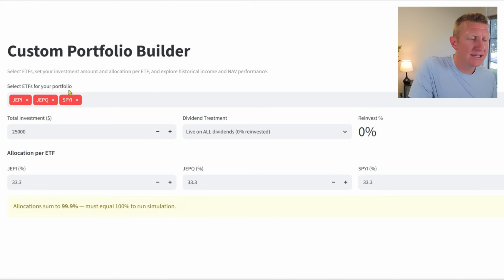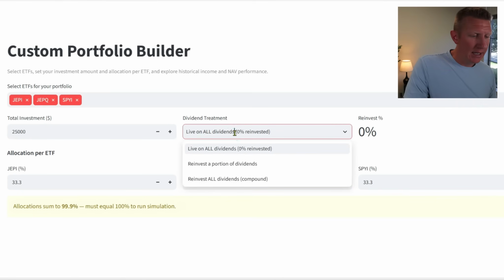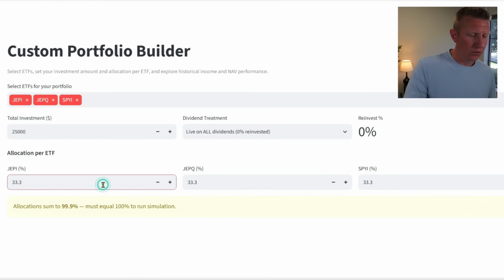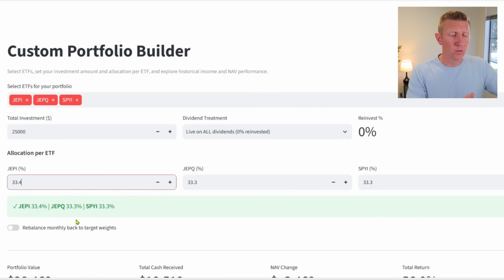But for now, you can see, okay, let's say I'm going to own JEPI, JEPQ, and SPYI. And let's say my total investment at the starting time frame would be based on the most recent ETF that's launched. So you can actually see that when we do this. So let's say 25,000 and let's go mark in here. We'll go 33.4. And you have the ability here to rebalance monthly back to your target weights if you want to. But what you see here, let's just do equal weighting.